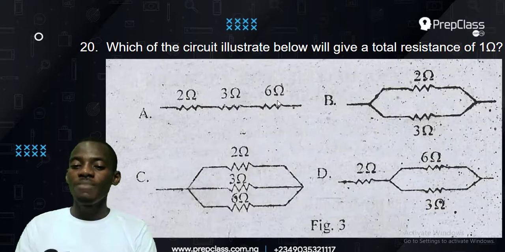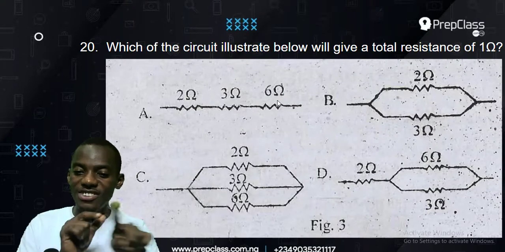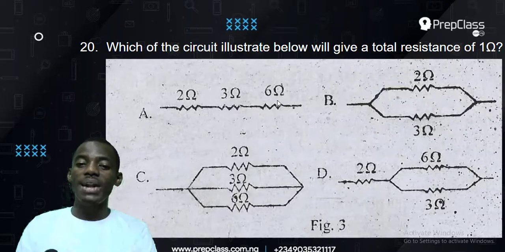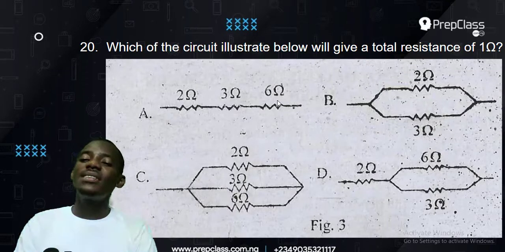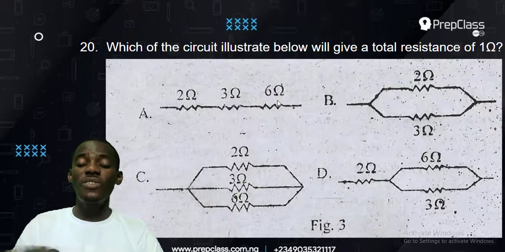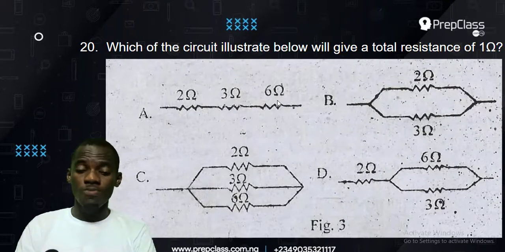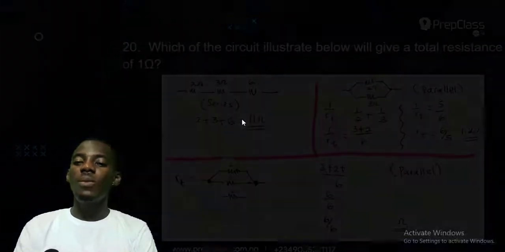Then option D is both series and parallel. Whenever you are finding the resistance of something in series formation or parallel formation, there are formulas to use. Now let's take a look at it. Which one will give us 1 ohm?